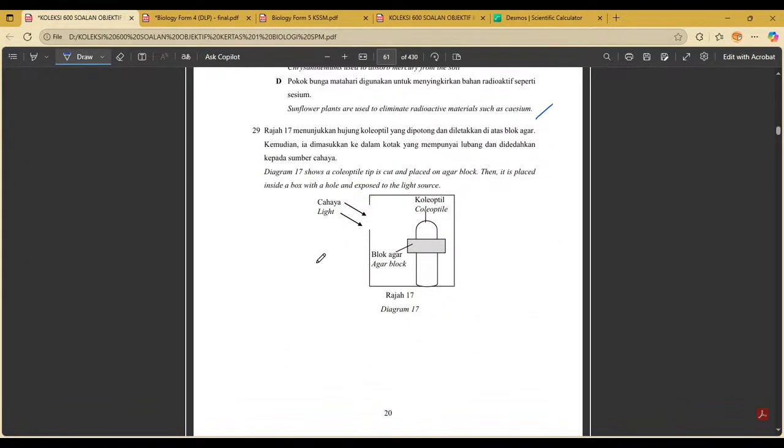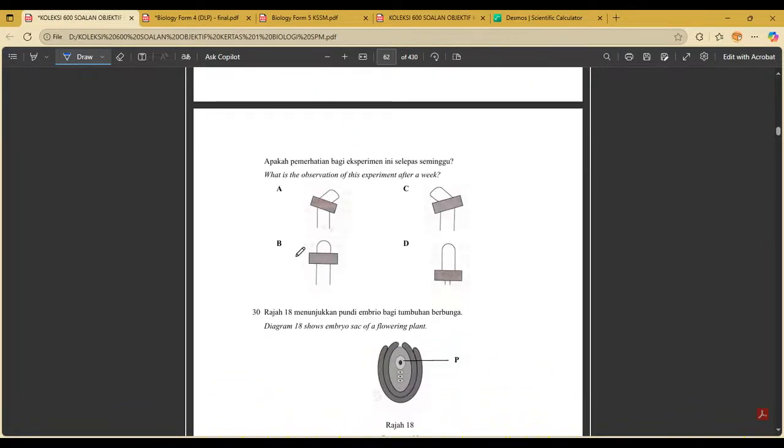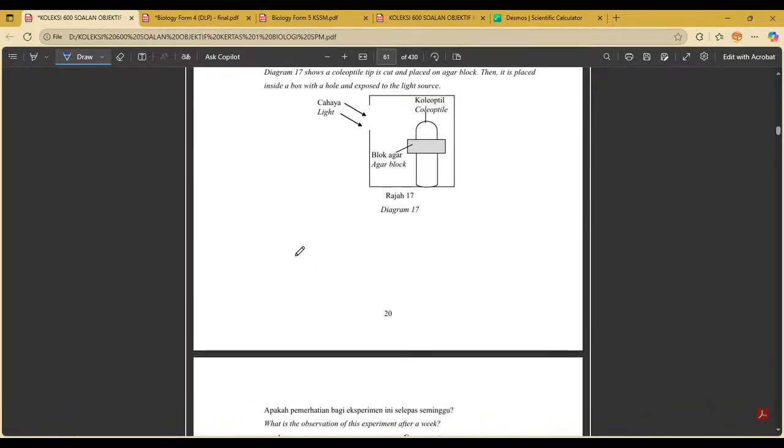29. Coleoptile tip is cut and placed on an agar block, then it's placed inside the box and exposed to a light source. Huh. I have no idea.